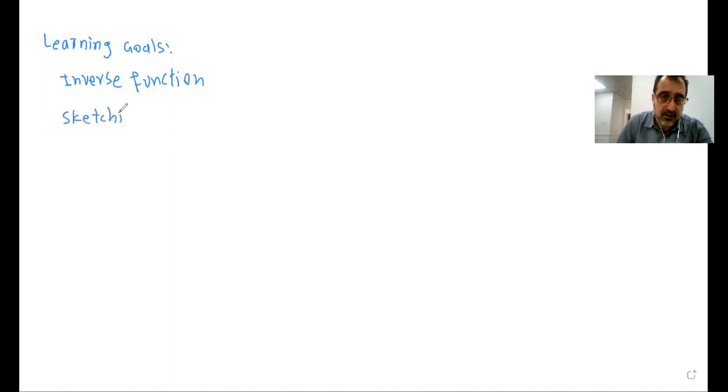What's the learning goal for today? Learning goals: inverse function, and graphing or sketching a graph of an inverse function.